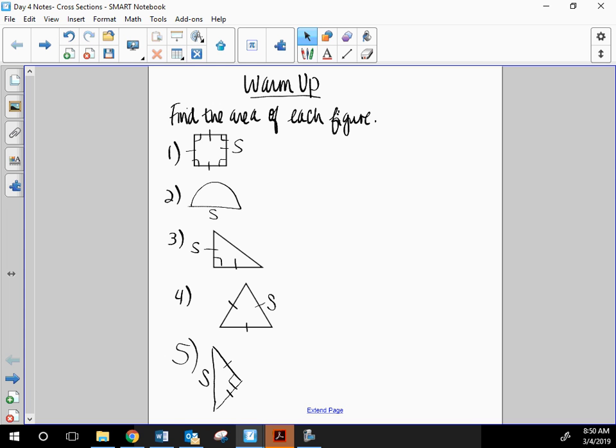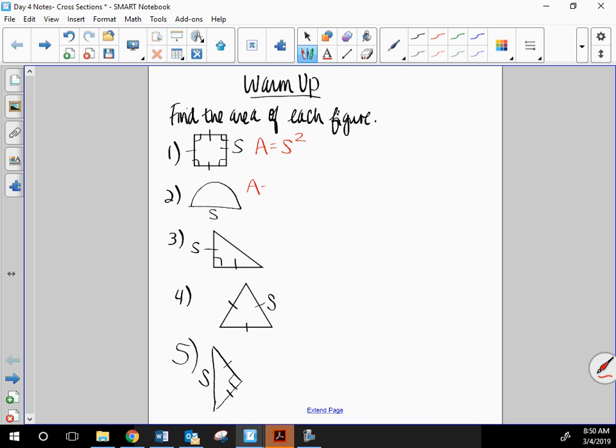And then what type of triangle do I have here for number 4? Equilateral. And 5, this is another isosceles right triangle. It's just that, notice, instead of my side being one of the legs, my side is the hypotenuse. So that will change your area formula. Okay, so for number 1, what did we get for our area? Side squared. Yeah, that was nice and easy.